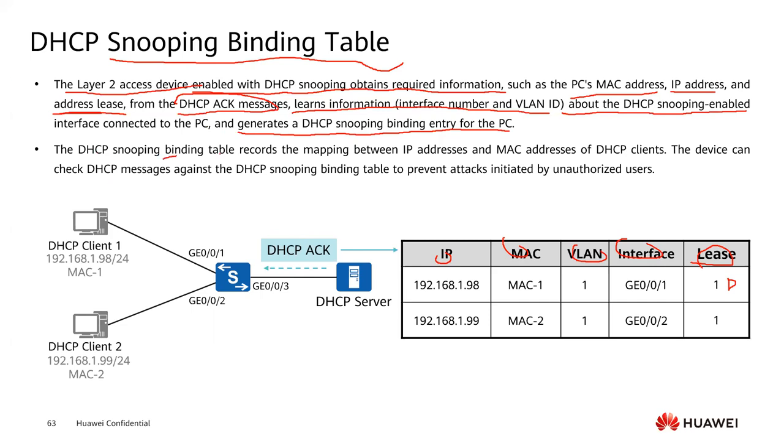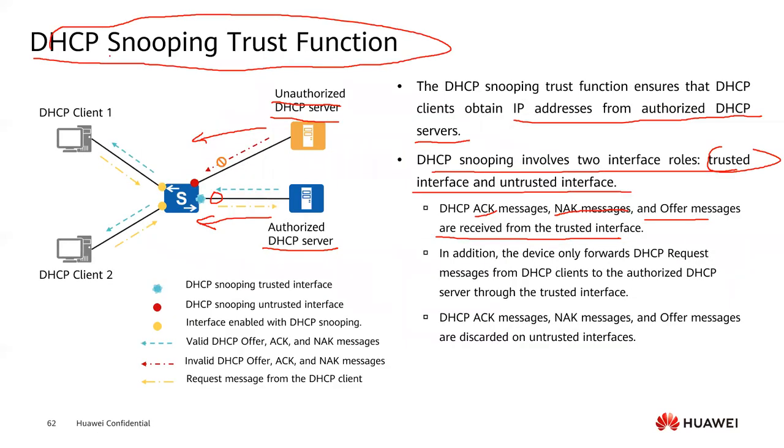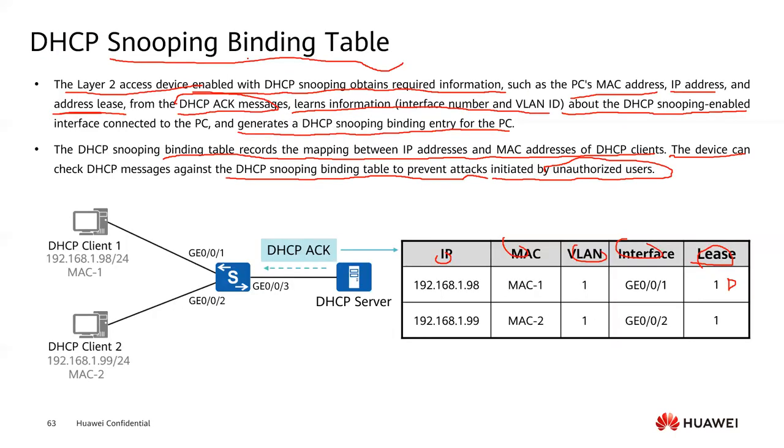The DHCP snooping binding table records the mapping between the IP address and the client. The device can check DHCP messages against the DHCP snooping binding table to prevent attacks initiated by unauthorized users. You will find that the DHCP snooping trusted interface is to prevent an unauthorized DHCP server, but another function, the DHCP snooping binding table, is to prevent unauthorized users. But how to prevent attacks initiated by unauthorized users?